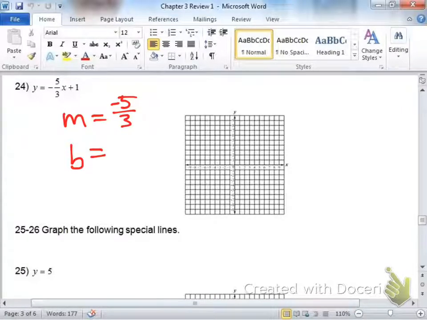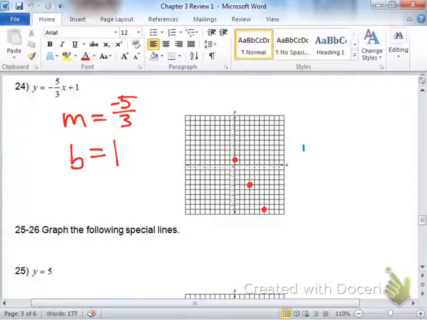And then what's my B? 1. So I'm going to start on the y-axis at the 1. From there, I need to go down 5 and then right 3. So down 5, 1, 2, 3, 4, 5, right 3, 1, 2, 3. I'm going to put a point. Do the same thing again. Down 5, 1, 2, 3, 4, 5, right 3, 1, 2, 3.